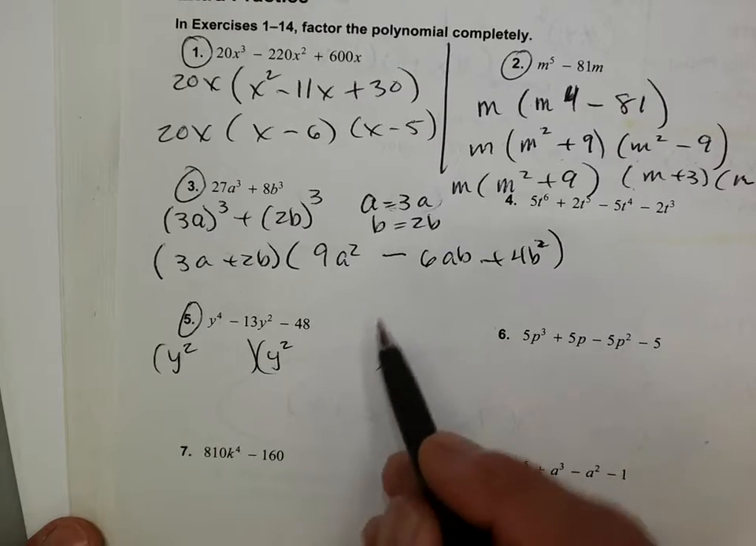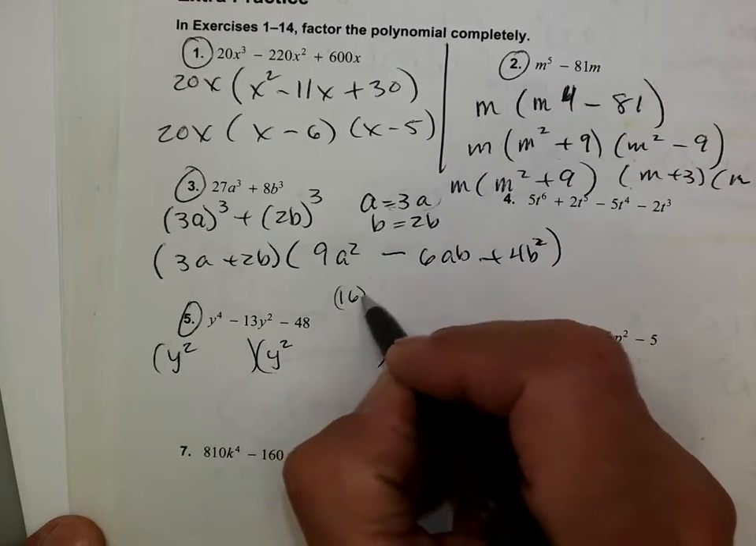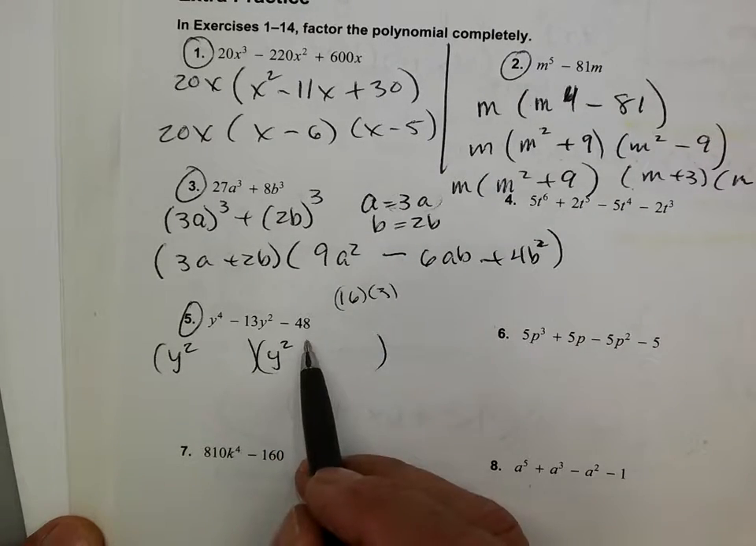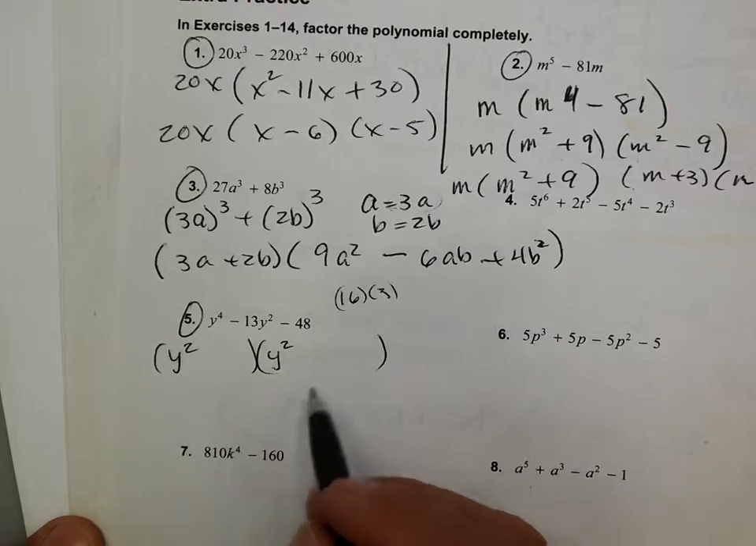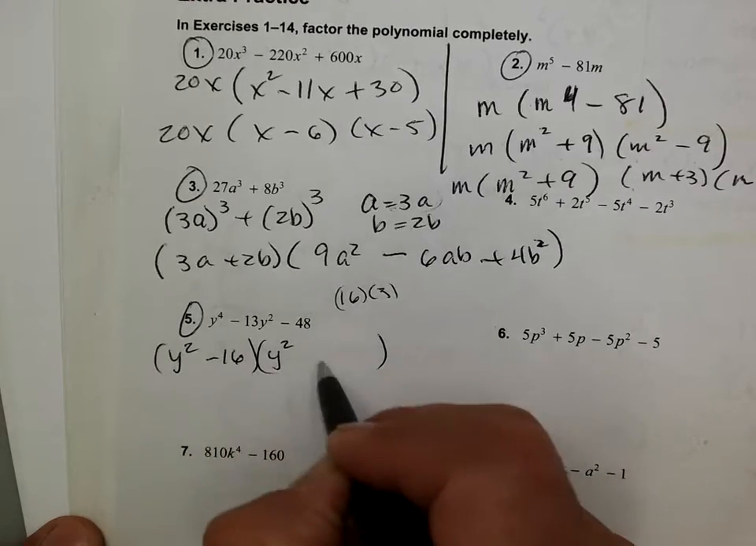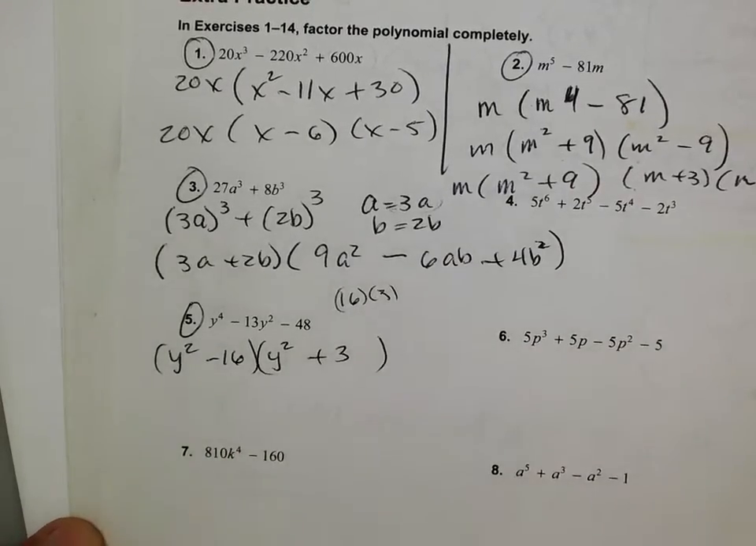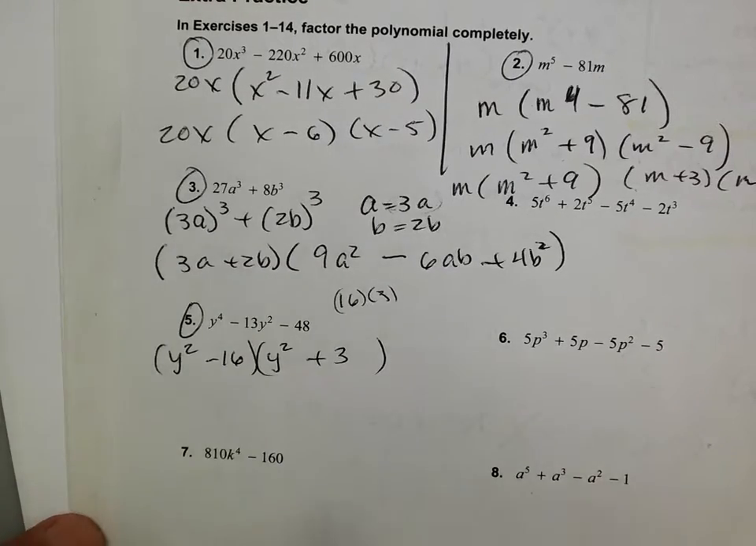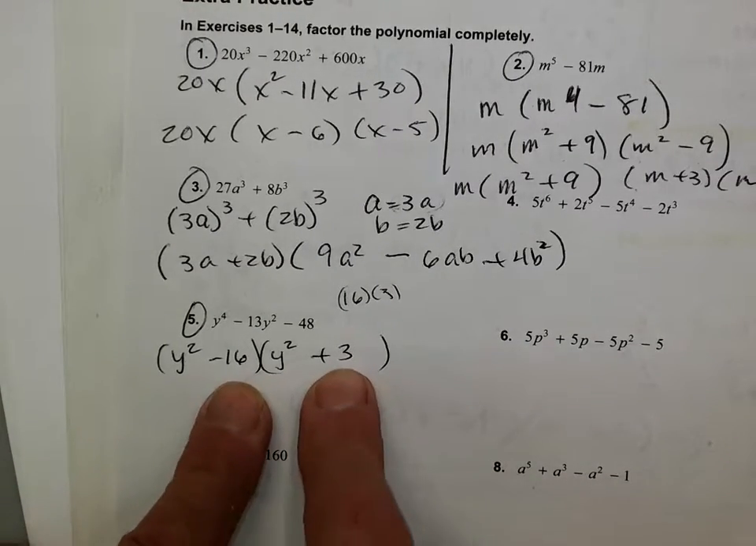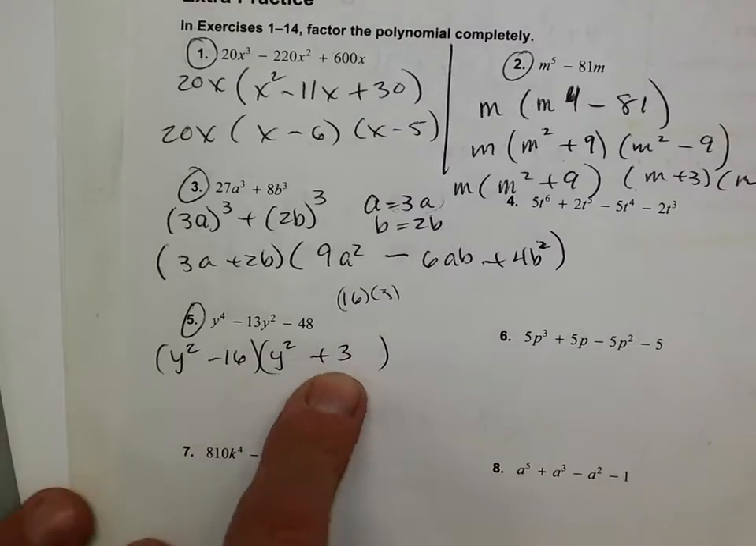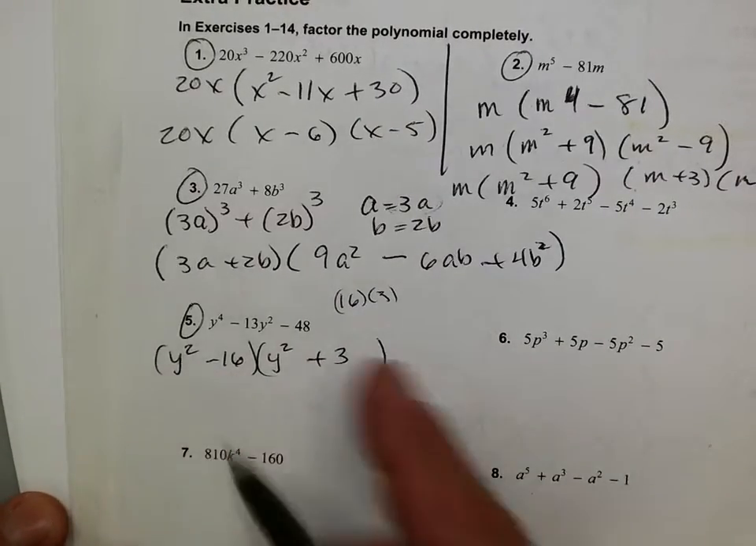16 and 3? I think 16 times 3 makes 48. So how about a negative 16 and a positive 3? Okay, because that's going to make a negative 13. You guys see the negative 13? Yeah. Right? Now, you can factor it into x plus y and x minus 4.